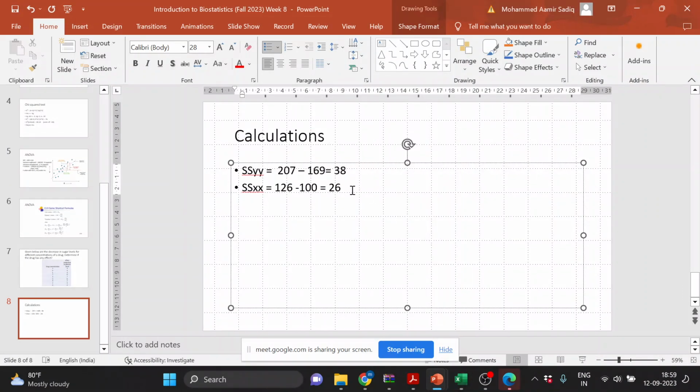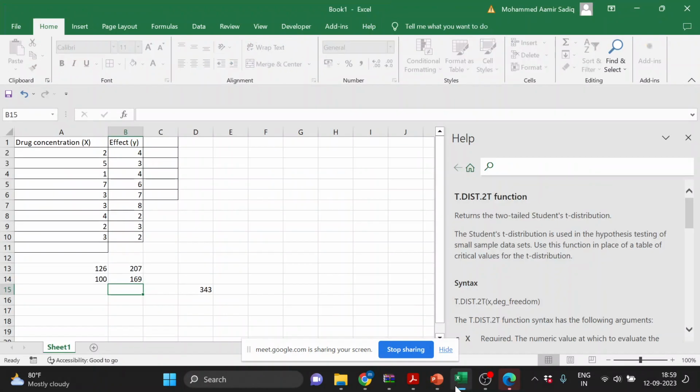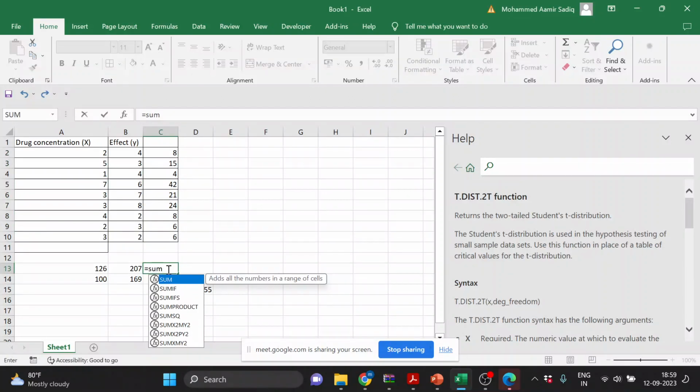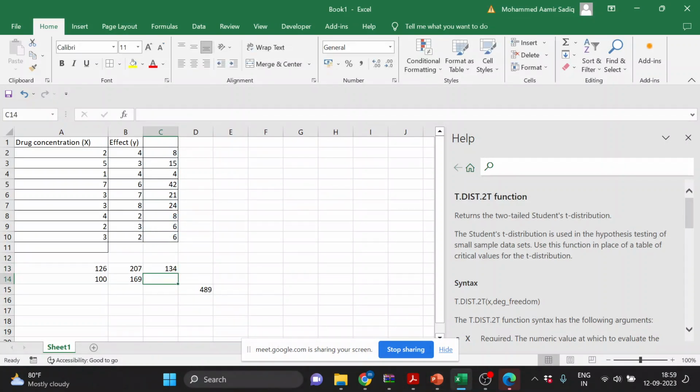Our SXY is nothing but sigma XiYi. So to calculate our SXY, we need to multiply this into this, and then sum them up. So what is that? It's this.